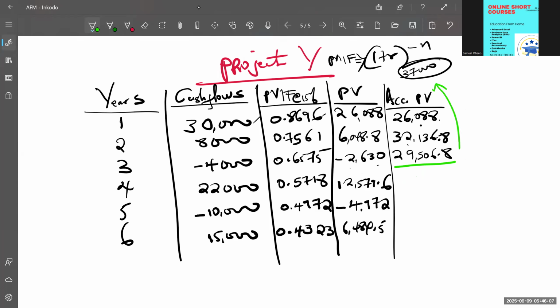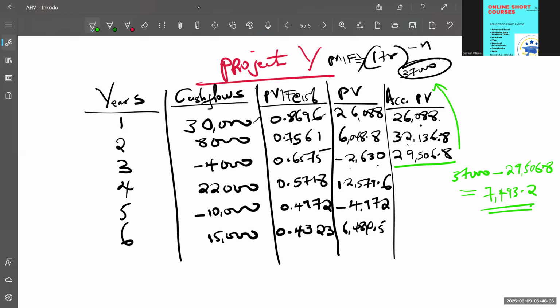So in that case, what we do is to get the difference. We are looking to recover 37,000, but we've already recovered 29,506.8. So how much more do we need? Let me do it from my calculator here. 29,506.8. We are looking to recover 7,000 more, 7,493.2. This is what is remaining to recover our investment.